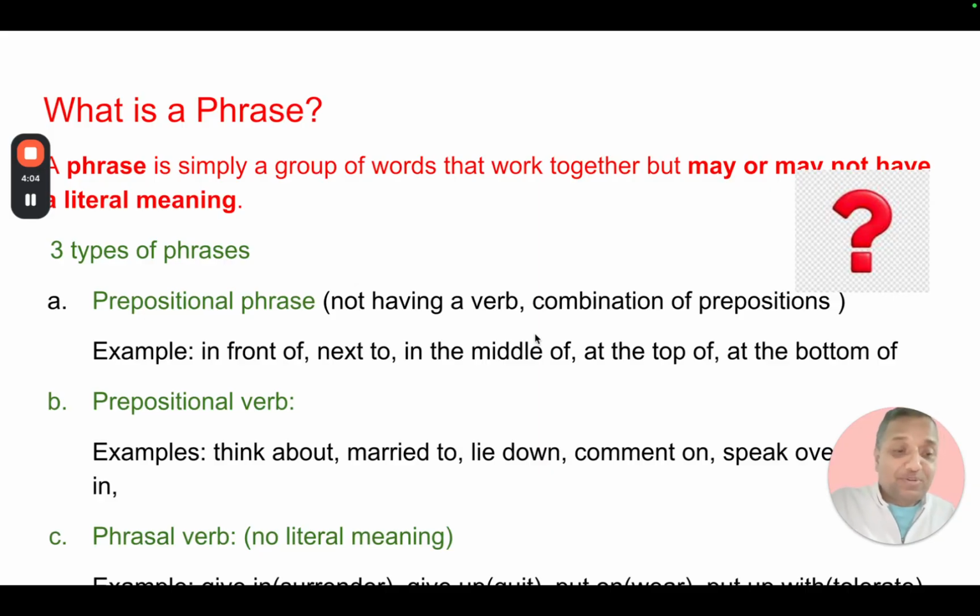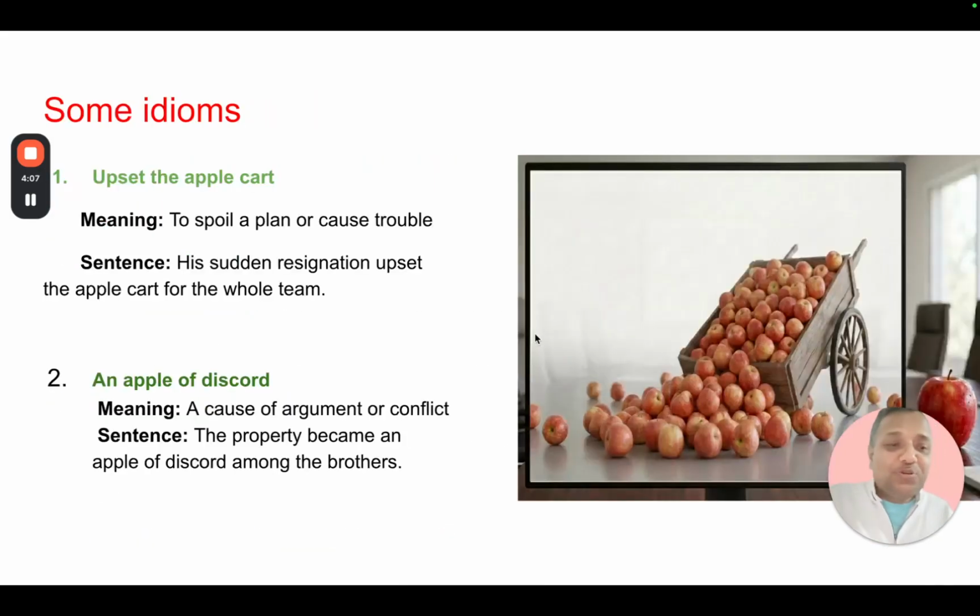Moving ahead, today I just want to illustrate a few idioms. Let's see the very first one. The first idiom here is upset the apple cart, beautifully illustrated in the picture. What does upsetting the apple cart mean? It means to spoil a plan or cause trouble. If you want to use it in a sentence, you say, his sudden resignation upset the apple cart for the whole team. So the plan went topsy-turvy, because somebody is spoiling the entire plan.